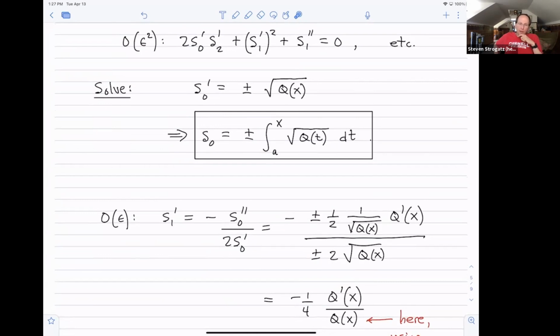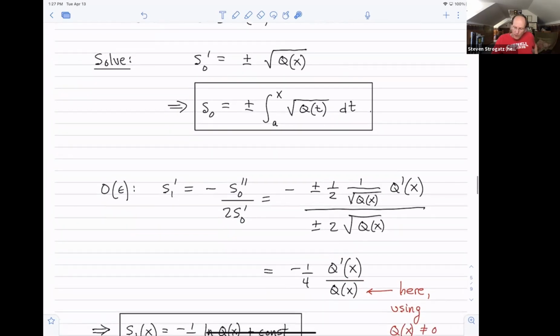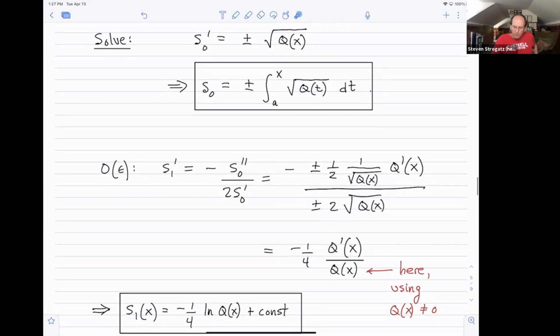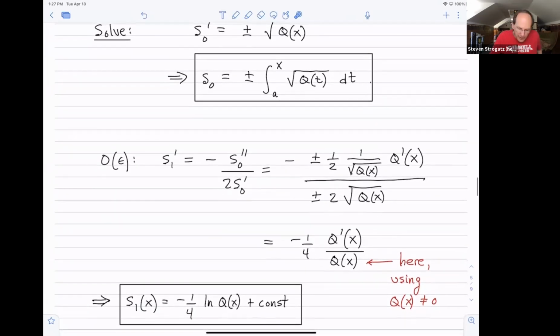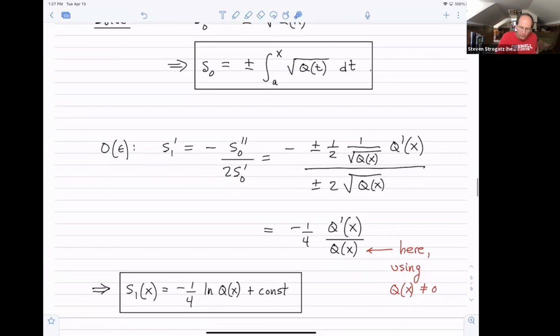And notice, by the way, that now we're really using the fact that Q is not 0, because otherwise we'd be potentially dividing by 0 at some point here in this denominator. So that's where I'm making use of Q not 0. Anyway, this whole expression, S1 prime is minus 1/4 Q prime over Q. You can integrate both sides of that then to get S1 is negative 1/4 log of Q plus a constant.